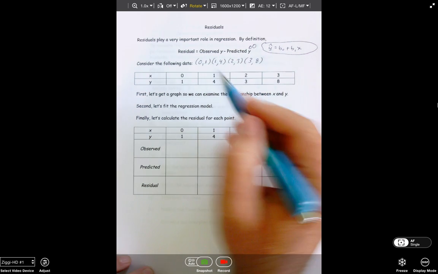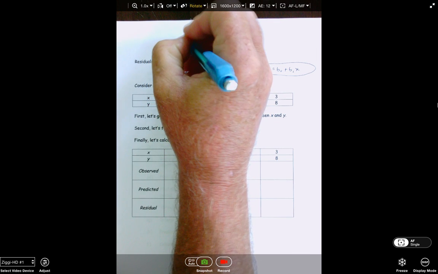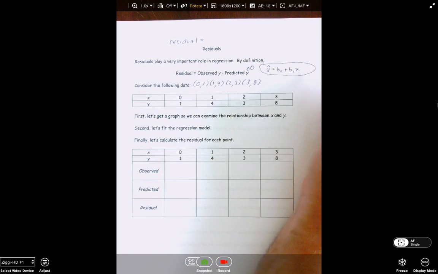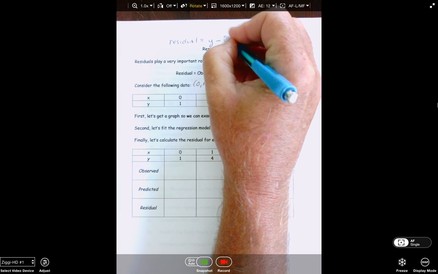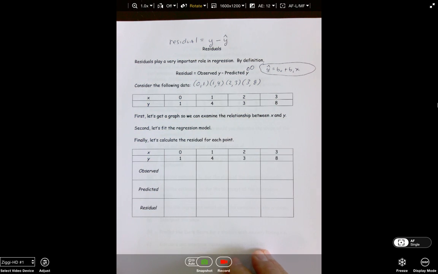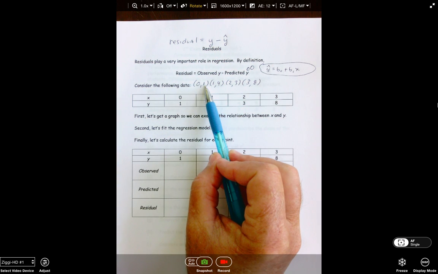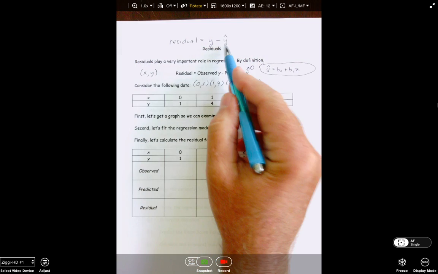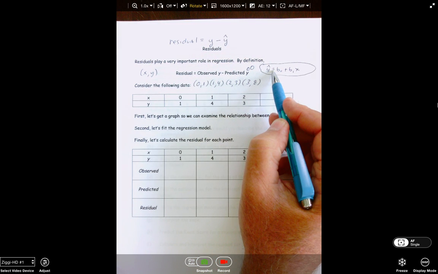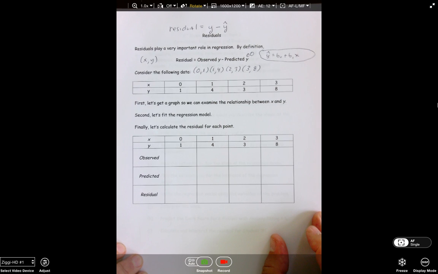In notation, oftentimes you'll see residuals reported as y minus y hat. Why? Well, the y value is what we have in our ordered pair, x comma y. And our y hat is what we get from our model, using our x to make a prediction. All right, let's see how this plays out, and I think it'll make a lot more sense.